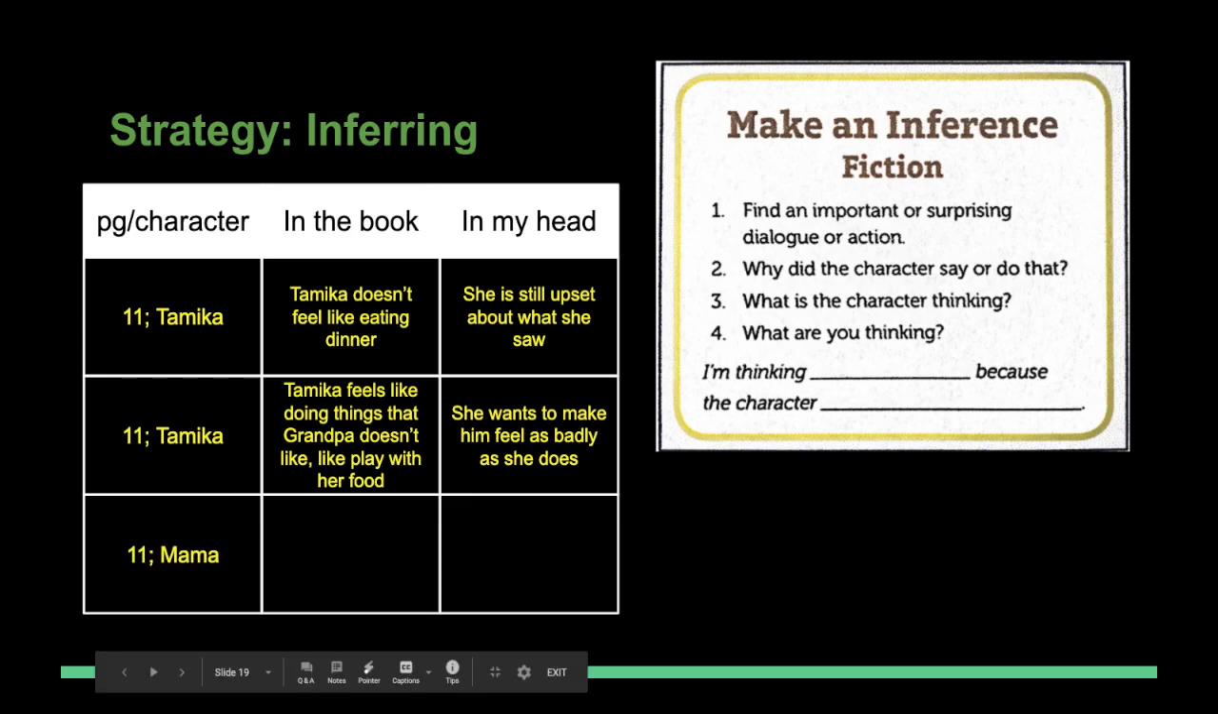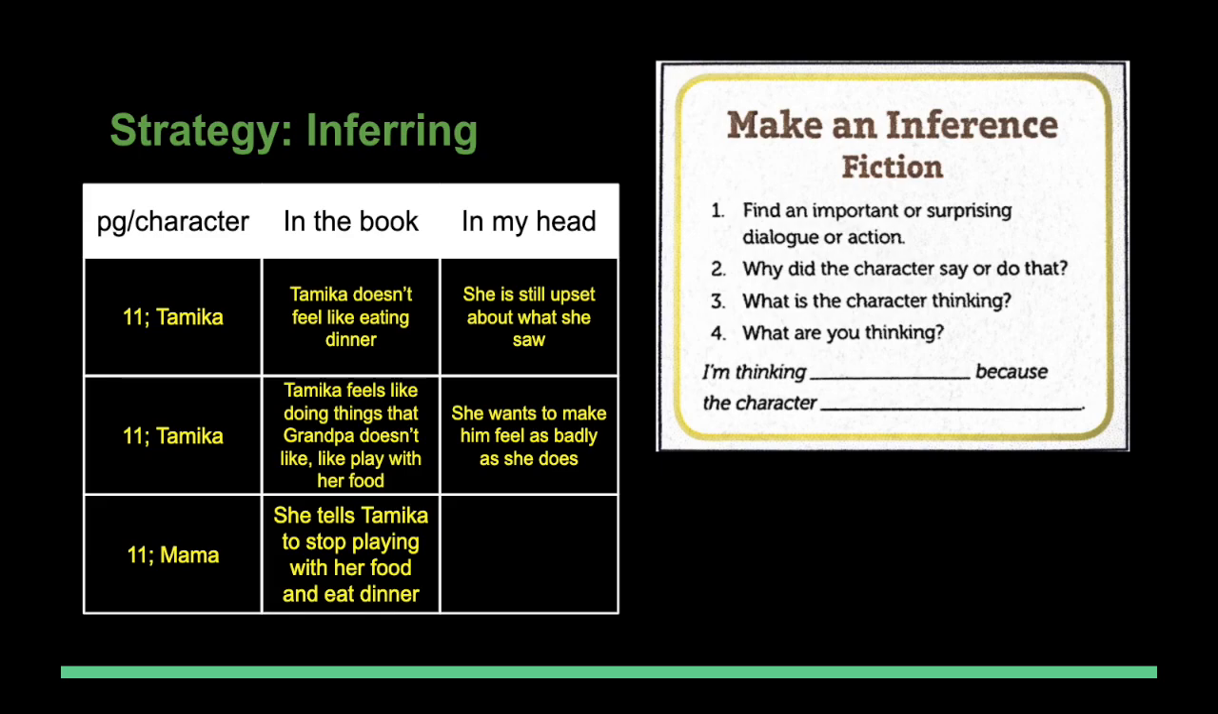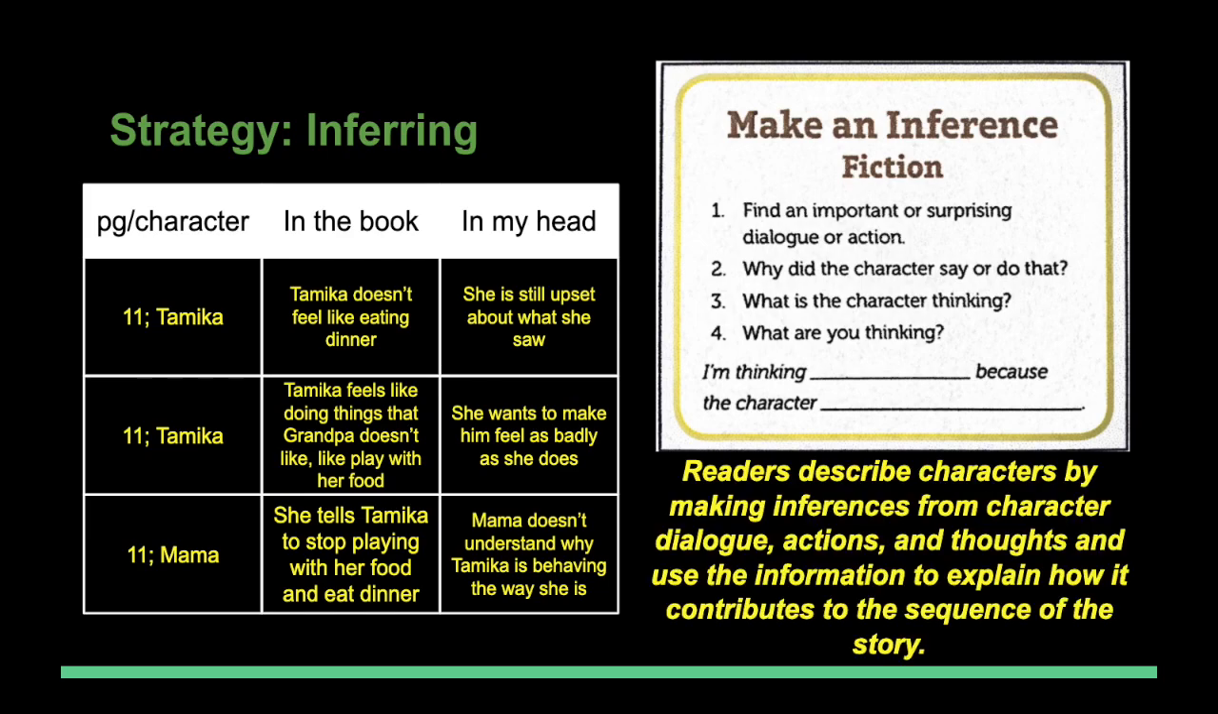We've been making a lot of inferences about Tamika, but I want to think about Mama. And it says in the book that she tells Tamika to stop playing with her food and eat her dinner. But I can infer that Mama doesn't really understand the reason that Tamika is behaving the way that she is. So the thing that I want you to remember from today is that readers describe characters by making inferences from their dialogue, their action, and their thoughts, and they use that information to explain how it contributes to the sequence of events in a story.